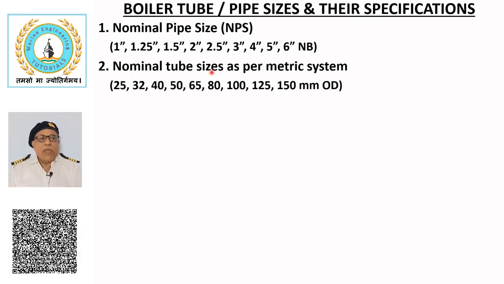Nominal tube size as per metric system. As per the US system, metric dimensions are used for specifying boiler tubes. Metric sizes are specified in millimeters and common metric dimensions include 25 mm, 32 mm, 40 mm, 50 mm, 65 mm, 80 mm, 100 mm, 125 mm, 150 mm and larger.